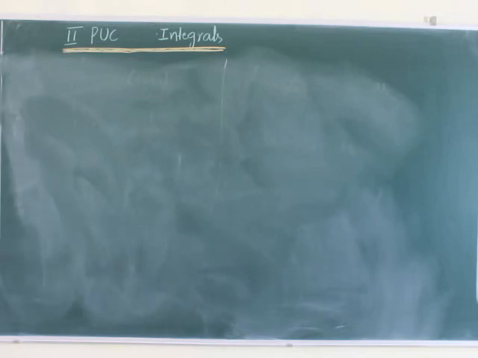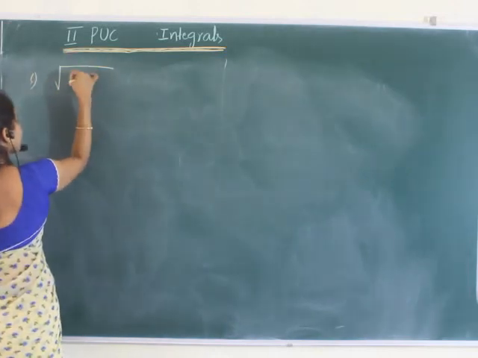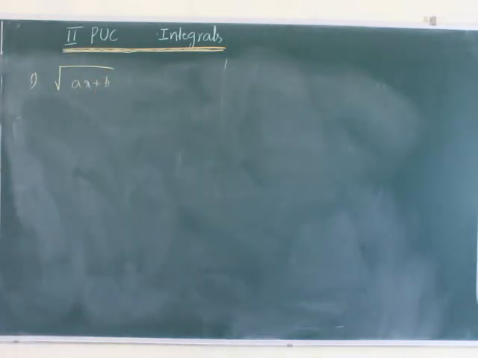Next, root of ax plus b. What is the substitution we can make here? We can take ax plus b as t, because then dx is dt divided by a. Here we can also find the integral directly without making any substitution. So if you make ax plus b as t, what do we get?